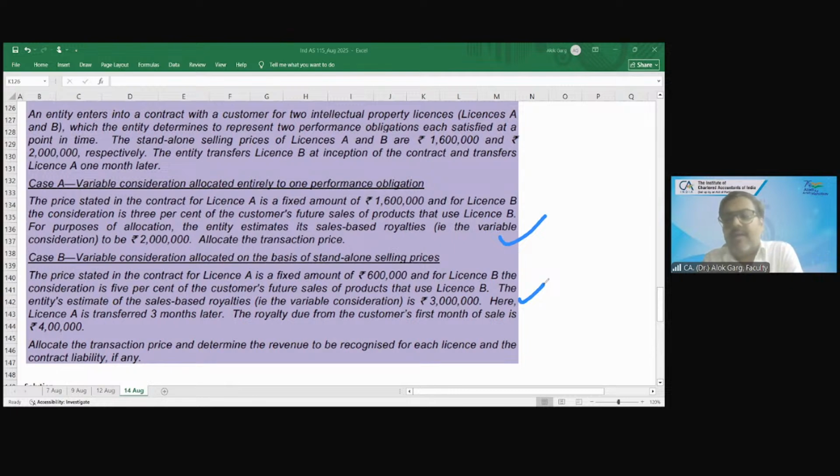I told Neha, I will sell you 2 products, mobile and laptop. I told Neha the price of mobile is 10,000 and the price of laptop is 40,000, standalone selling price, market value. And I'm also collecting 50,000 rupees from Neha. But the laptop I am selling her upfront. The mobile, I told her I'll give you after 3 months.